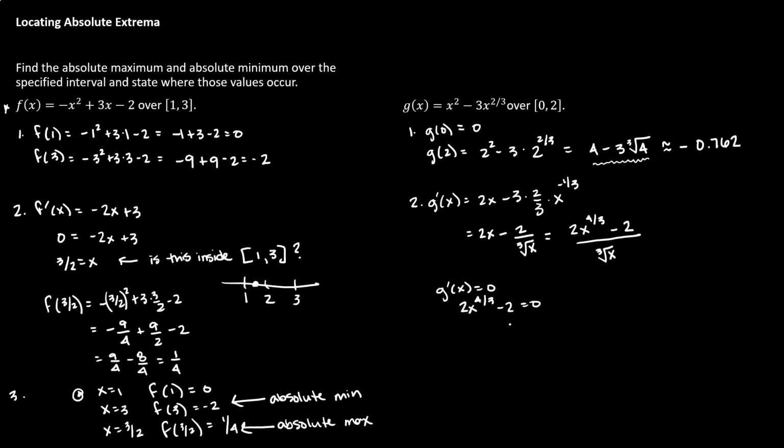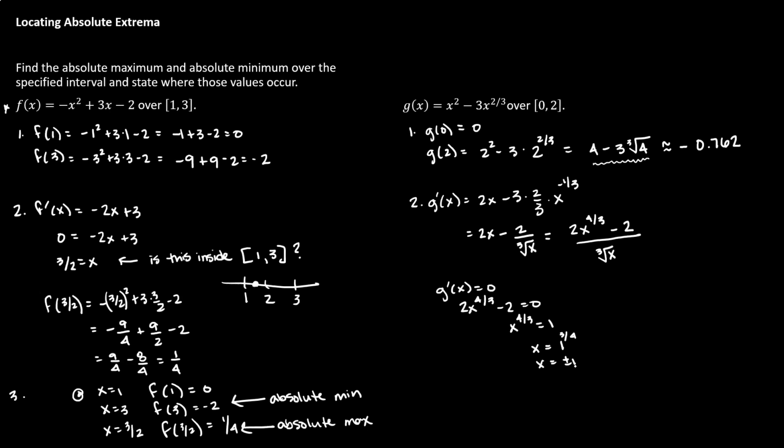Move the 2 over to the other side, divide them off, we get x to the 4/3 is equal to 1. If we raise both sides to the power of 3/4, we see that x is equal to 1 to the power of 3/4, which leads us to see that x can be equal to positive or negative 1.